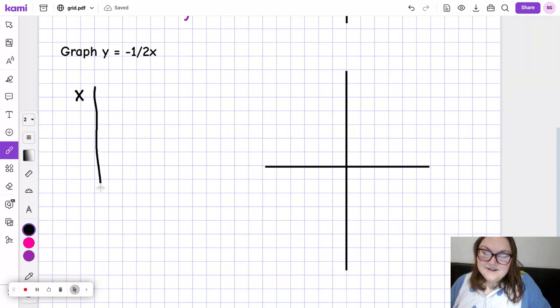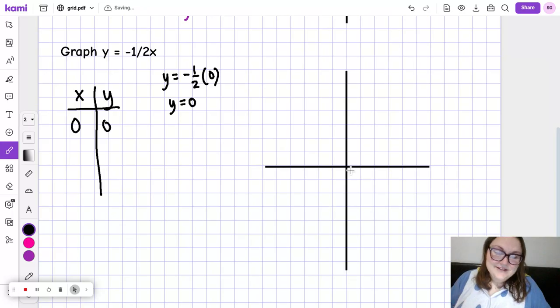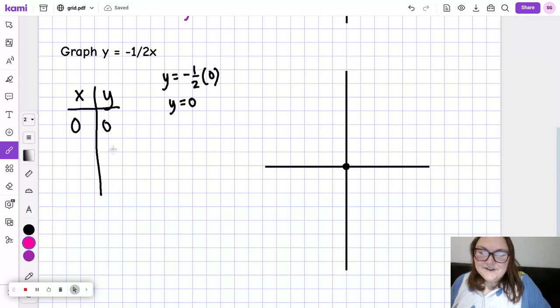So if I make our table, again, I like to start with x equals 0, and for this equation, the same as the one above, even though our slope is negative, if you make x 0, negative 1/2 times 0 is still giving me that 0 there. So I know when I go to graph this equation, we're also going to start right there at the center at that point 0, 0. The difference is going to be what happens when you pick other numbers for x.